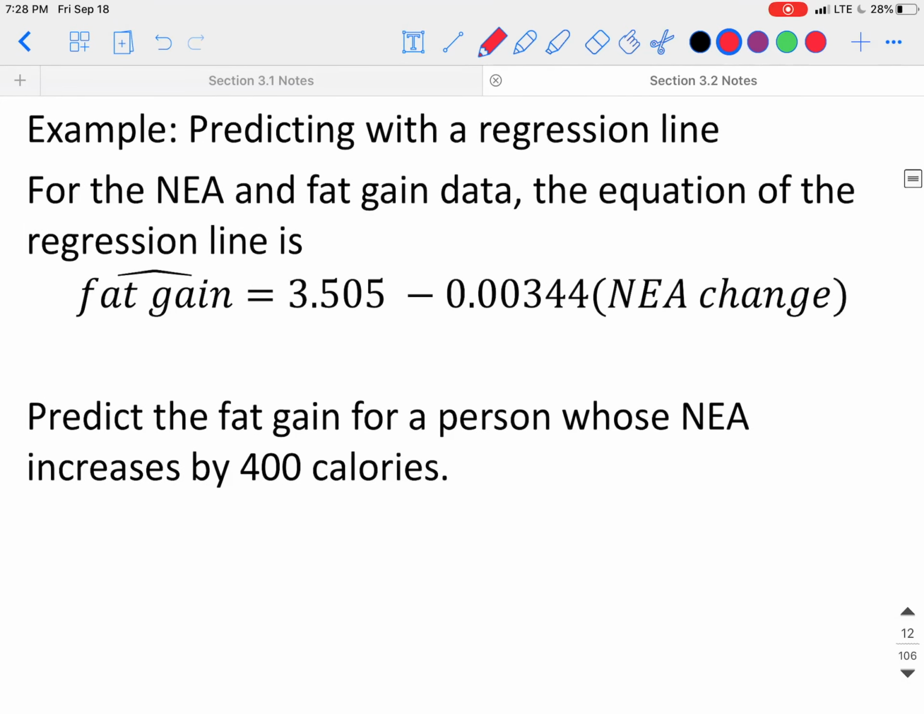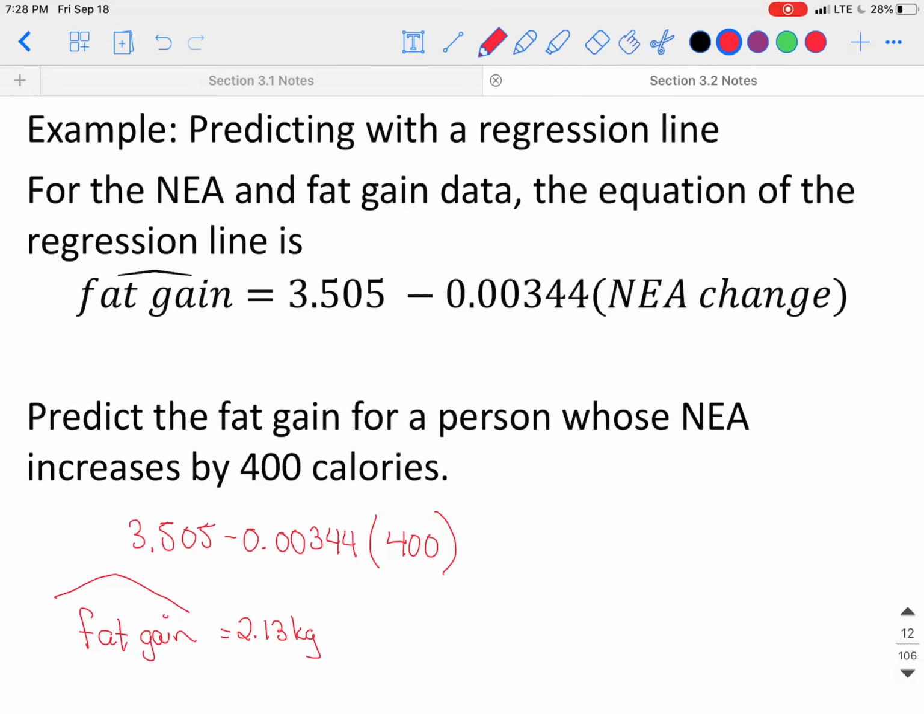So we have this equation for our NEA and fat gain data. We need to predict the fat gain for a person whose NEA change increased by 400 calories. To do this, we're just going to do 3.505 minus 0.00344 times the NEA change in calories. If you put that into your calculator, you're going to see your predicted fat gain, and we know it's the predicted fat gain because it has the hat over it, would be 2.13 kilograms.